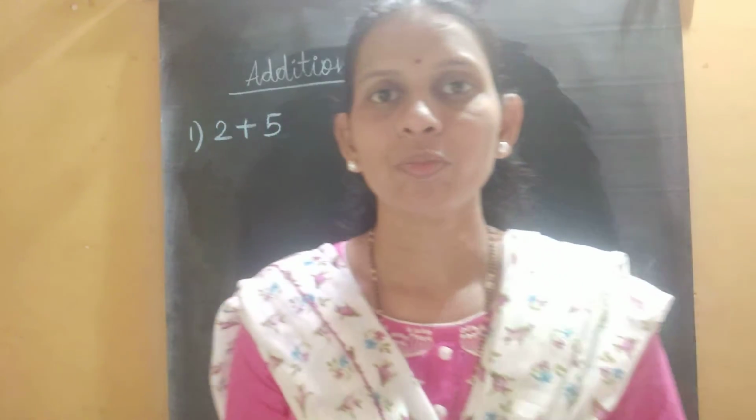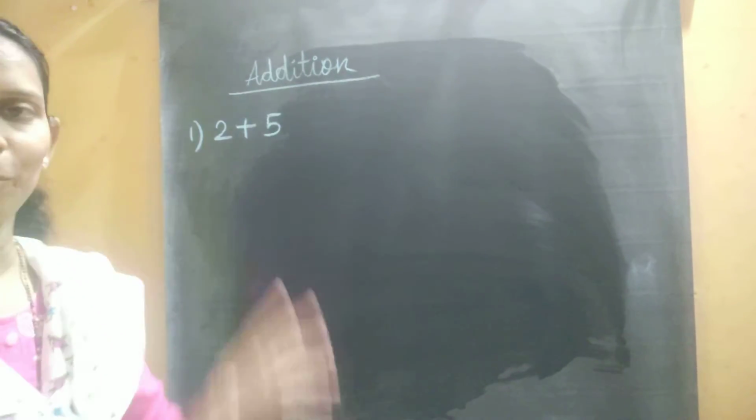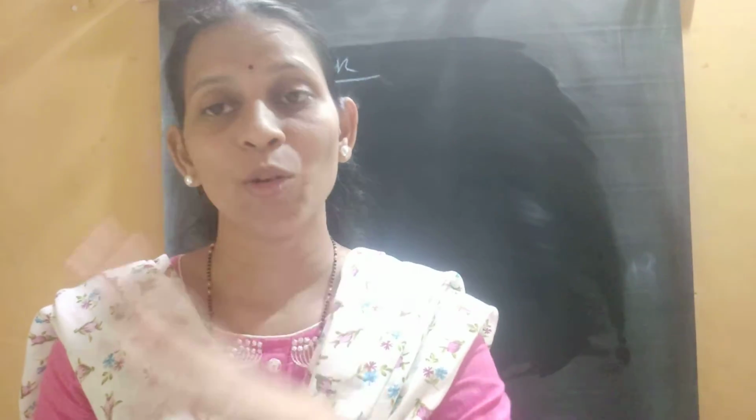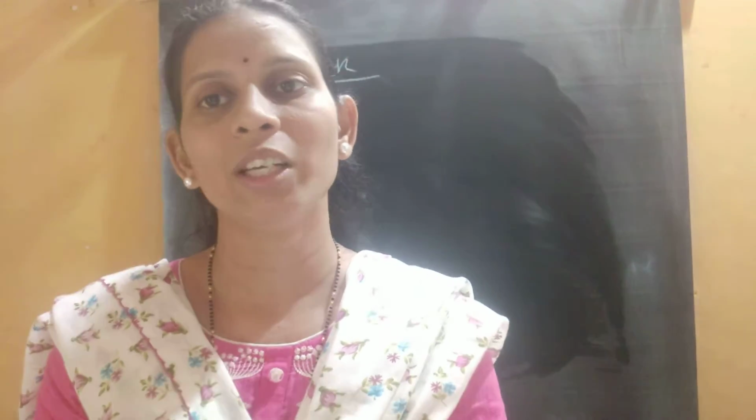Let's see. One day, what happened? The teacher told the class that they have to do addition. The teacher told Rama and Yash to do the addition of 2 plus 5. The teacher gave the example: do addition 2 plus 5. So just see how Rama counted, how she did the addition, and how Yash counted.